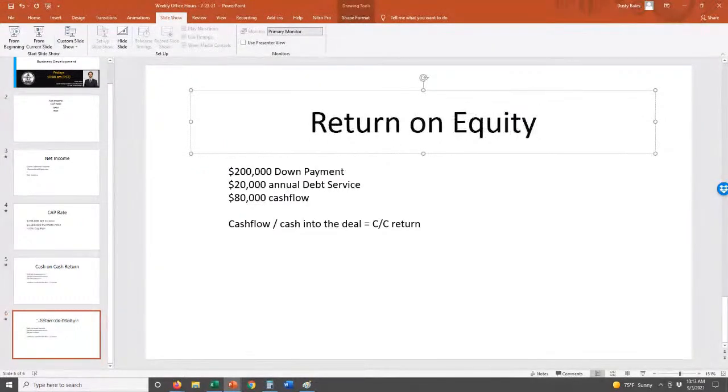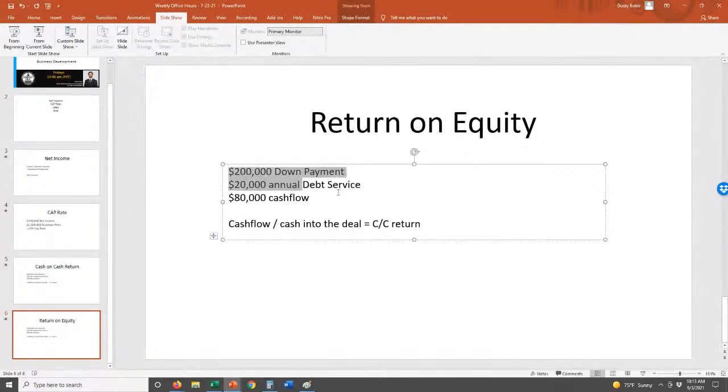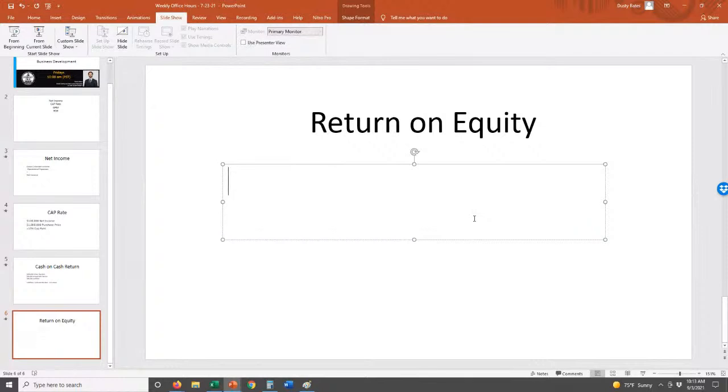And I don't see any questions, but if you have a question, ask it now or ask it after the fact. We're going to talk about return on equity, and I think that will wrap this up. Return on equity.